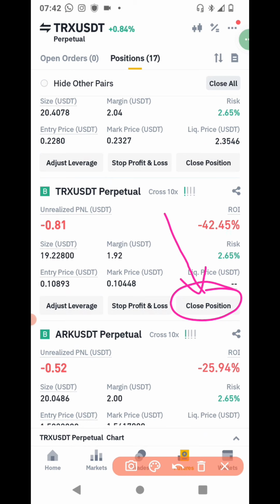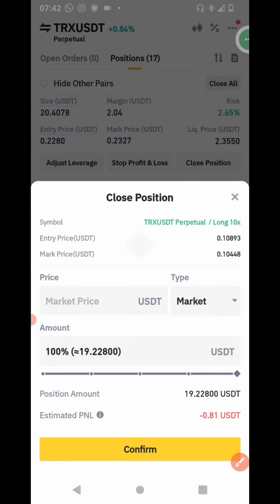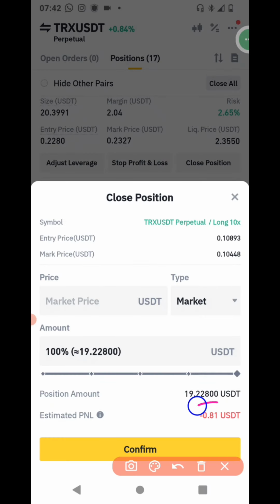When you click on close position, then you click on confirm, and you will see the reality of what you're about to do. Okay, if I were to close this position now, I'll lose 81 USDT. But if it were in green, in positive, and the bot has not taken the profit yet, and I'm impatient, that is how I will still go and take that profit by myself.